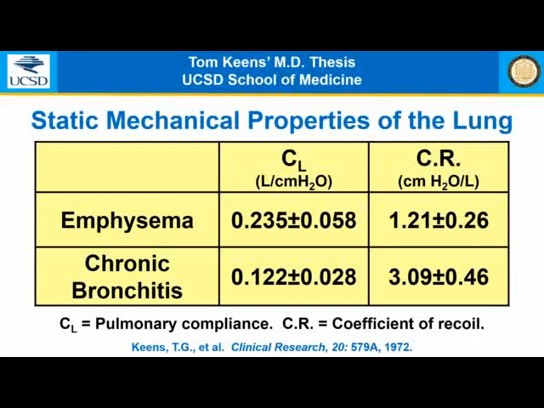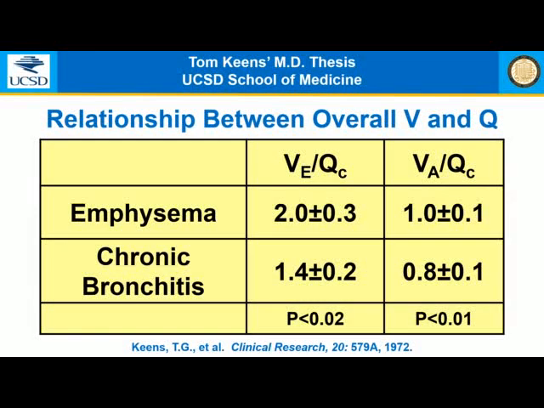We measured VQ objectively, and so minute ventilation over pulmonary blood flow was higher in emphysema than chronic bronchitics. Alveolar ventilation over blood flow was also higher, and these were statistically different.